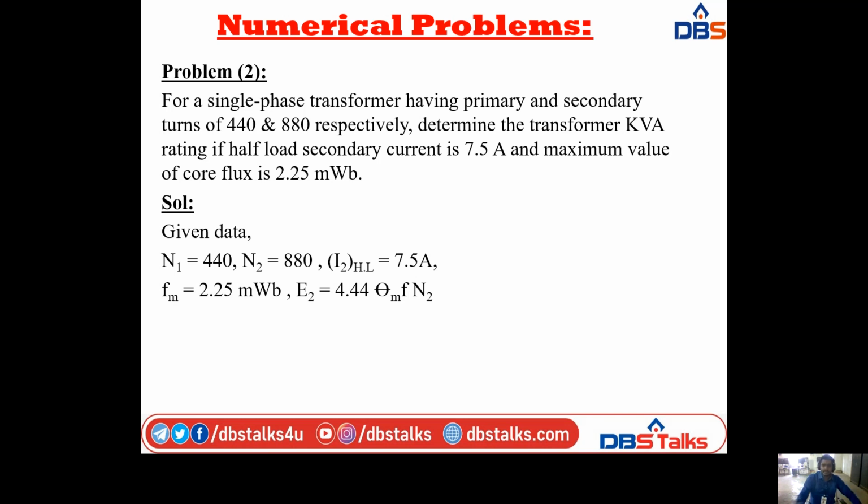So here the given number of turns in the primary and secondary are N1 equal to 440 and N2 equal to 880. They also gave I2, the secondary current, at half load, that is I2 half load equal to 7.5 amperes. And they gave the flux, that is phi m, 2.25 milliwebers, where milli means 10 to the power of minus 3 Webers.